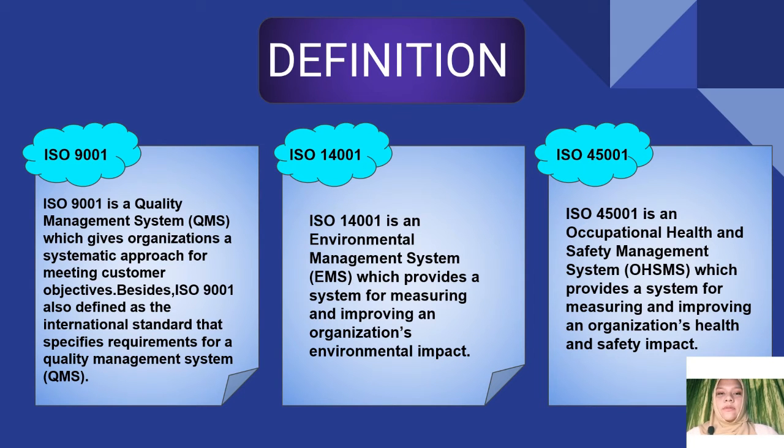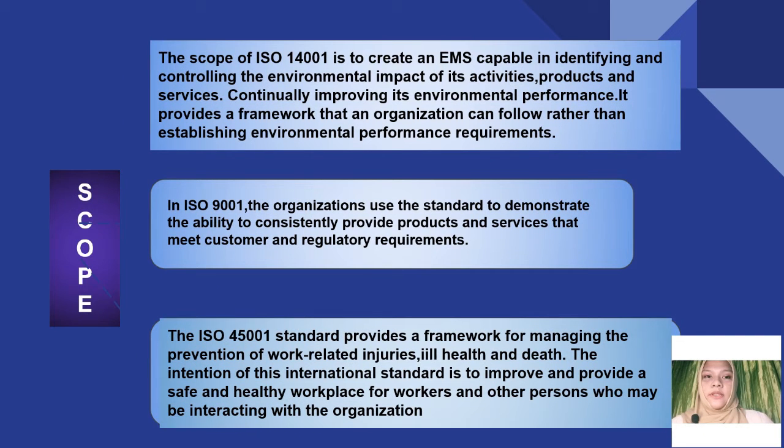ISO 14001 is an environmental management system which provides a system for measuring and improving the organization's environmental impact. So let's see ISO 45001. ISO 45001 is an occupational health and safety management system which provides a system for measuring and improving organizational health and safety impact. Next, I will compare the three ISO standards based on their scope.